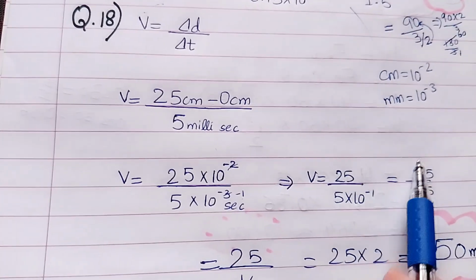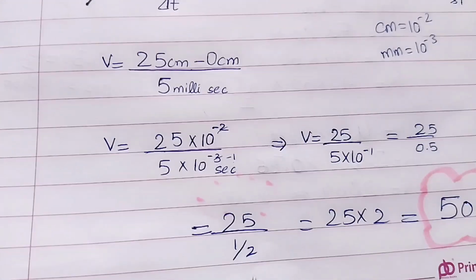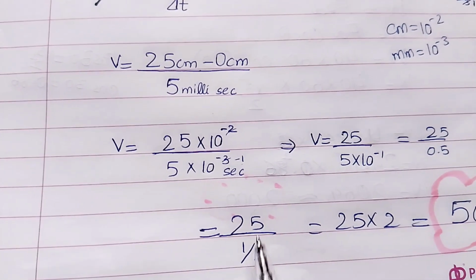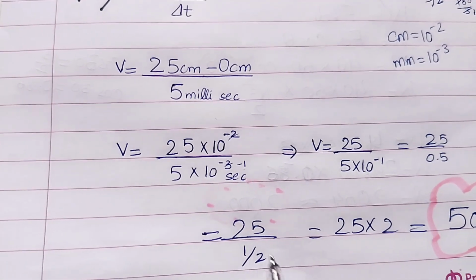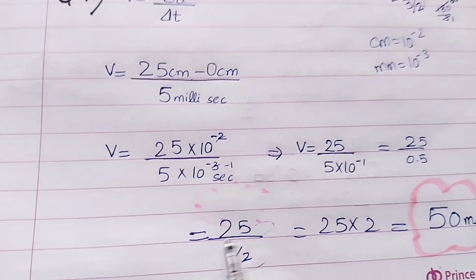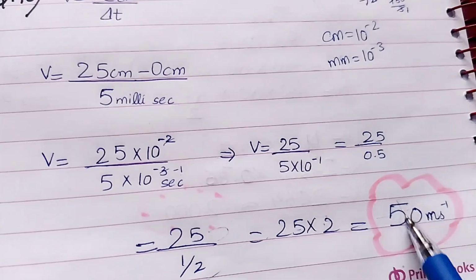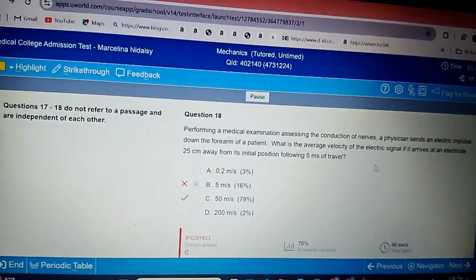and there will be the answer, that is 25 divided by 0.5. We can deal with this 0.5 as 25 divided by 1 over 2, and this 1 will come over here, this 2 will come over here. 25 into 2 and 1 is negligible, and we will write it as 50 meter per second. So our answer will be 50 meter per second.